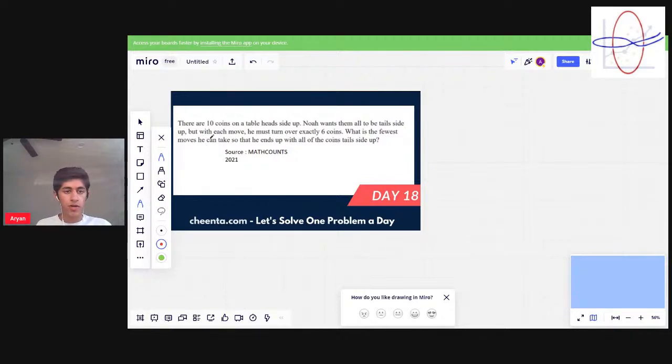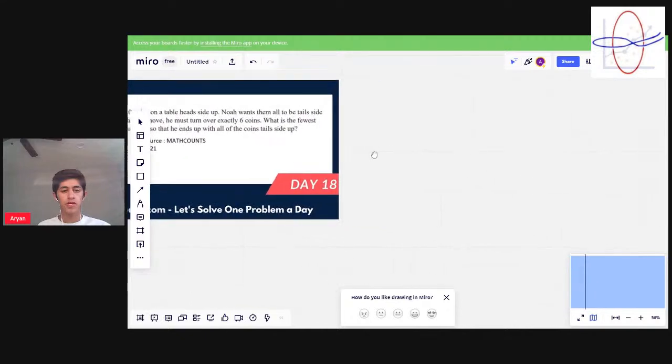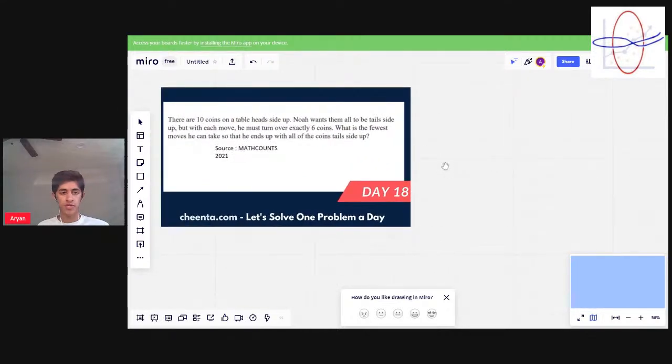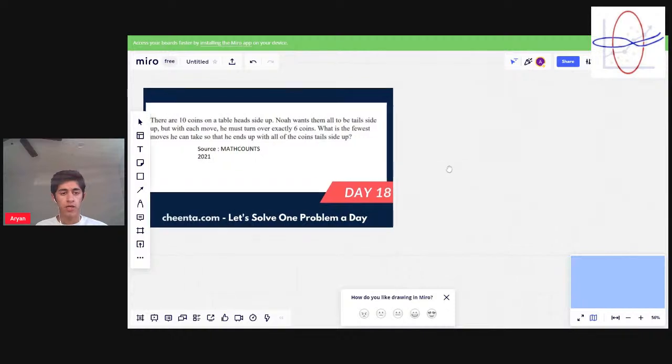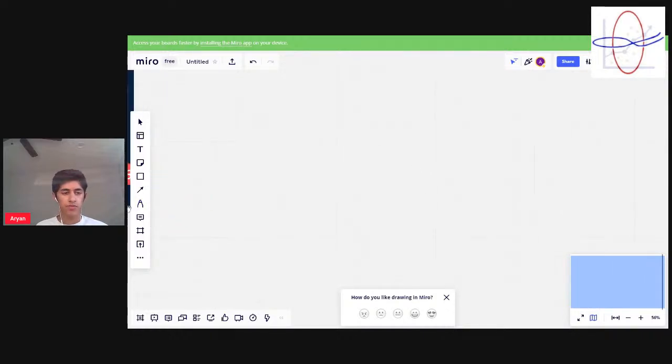So, there are 10 coins on the table, head side up. Noah wants all of them to be tail side up, but with each move, he must turn over exactly 6 coins. And the question is, what is the fewest moves he can take so that he ends up with all coins tail side up? So basically, we want to flip over all coins at the end of this problem, but in each turn, with each move, you can only turn 6 coins over. So at the root of it, the problem seems pretty simple, at least to understand.